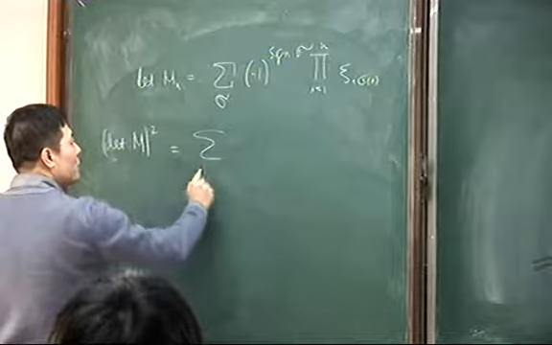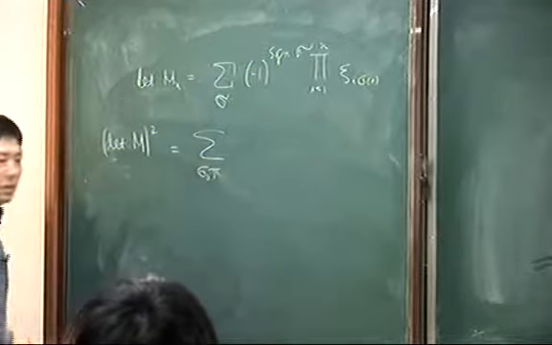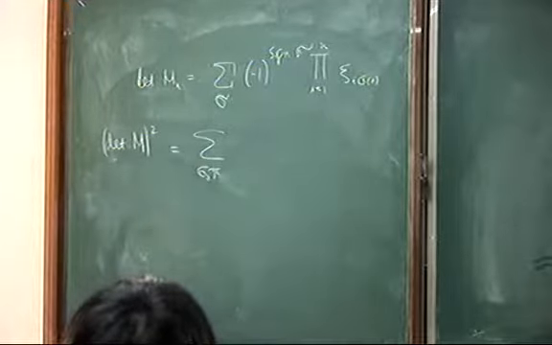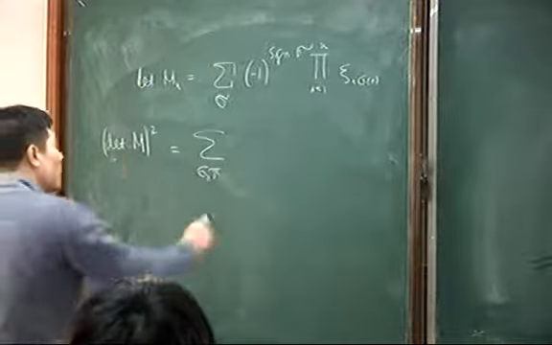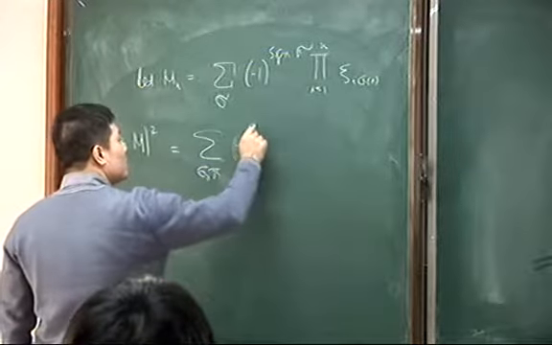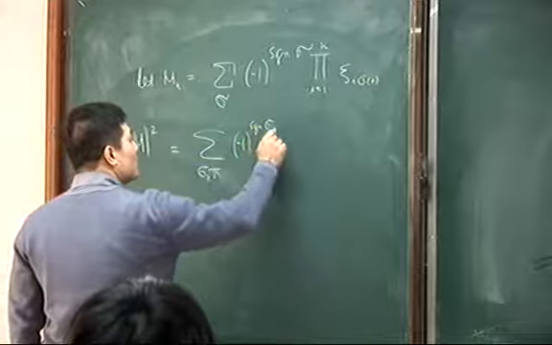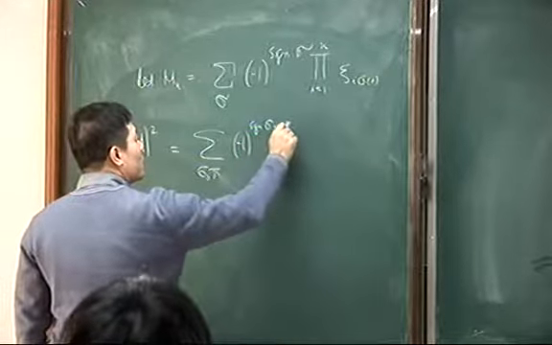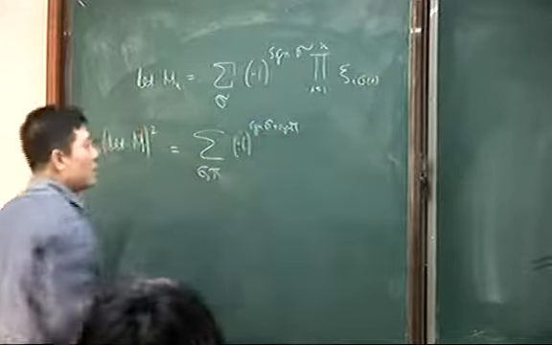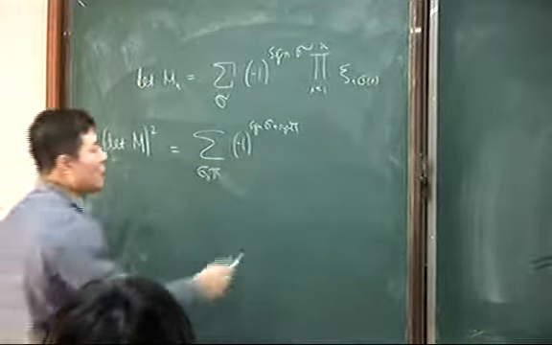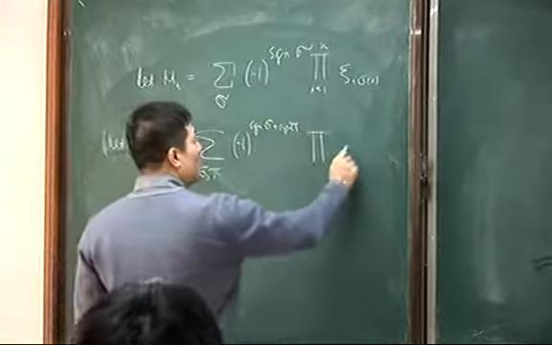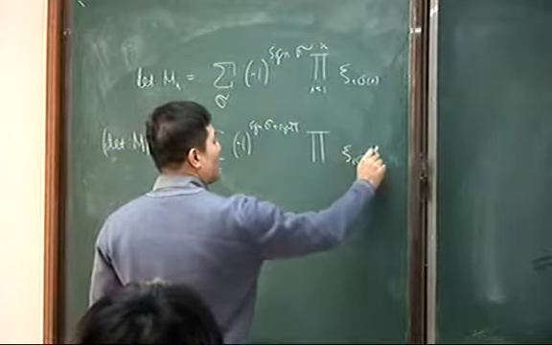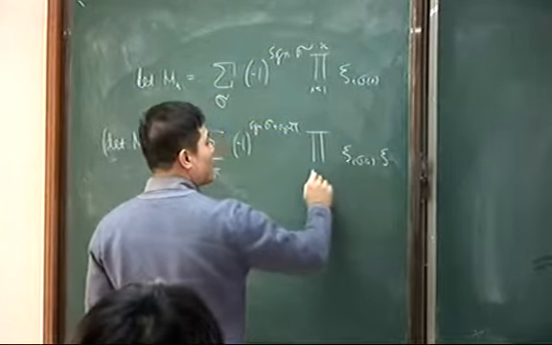then of course you have to take a sum over all pairs of permutations, right? Take the product of the two signs, and take now the product of two n terms instead of n.